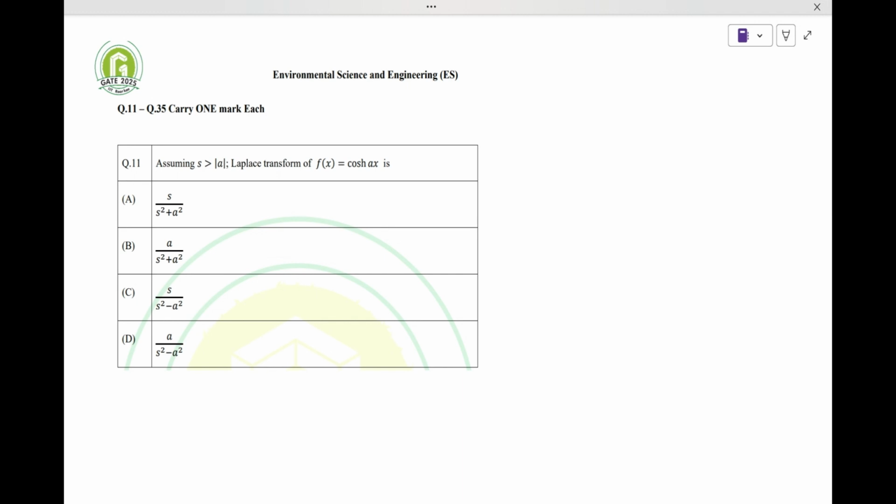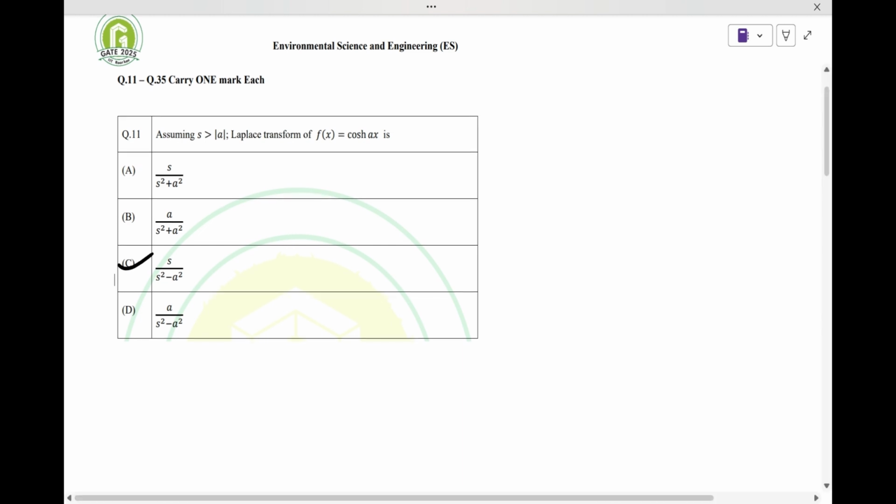Let's start. In the first question, we have to find out the value of the Laplace transform of f of x equals cosh ax. So here, just remember these formulas we are going to apply. The correct answer for cosh ax is s by s square minus a square. That is your option C.